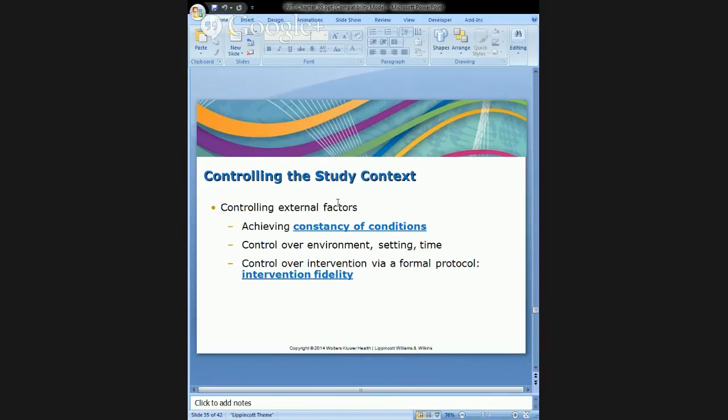Controlling the study context: constancy of conditions, control over environment, setting, and time, control over an intervention via a formal protocol. Remember, the more detail that is in the research design, the better, and the more that the researcher has tried to control for confounding variables, the stronger the research study is.